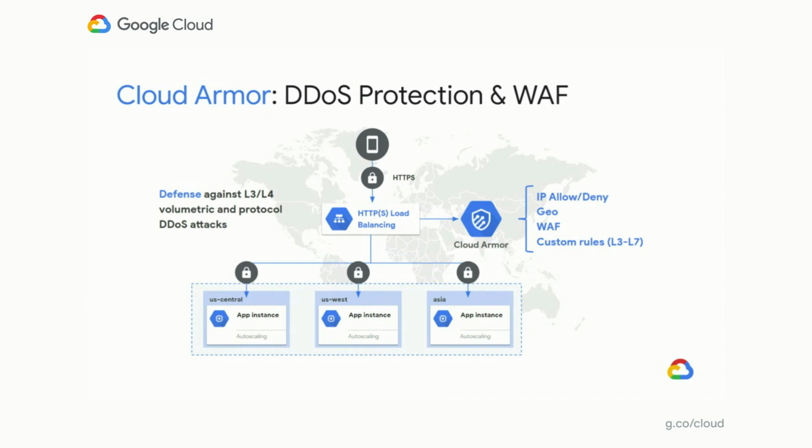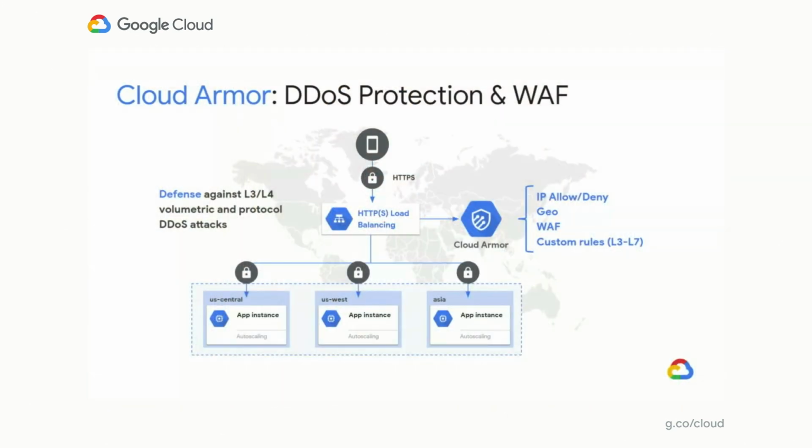In conjunction with the global load balancing infrastructure, we are able to absorb and mitigate layer 3 or layer 4 network or volumetric DDoS attacks with no impact on customer workloads. This mitigation happens automatically far upstream from customer infrastructure across all types of global load balancers, including the HTTPS load balancer, SSL proxy, and TCP proxy.